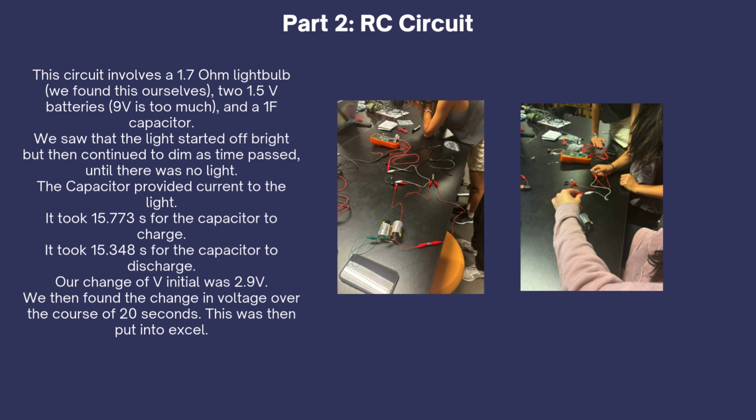The capacitor provided current to the light. It took about 15.773 seconds for the capacitor to charge, and it took about 15.348 seconds for the capacitor to discharge. Our change in V naught was 2.9 V, and then we found the change in voltage over the course of 20 seconds, and then we put it into Excel.